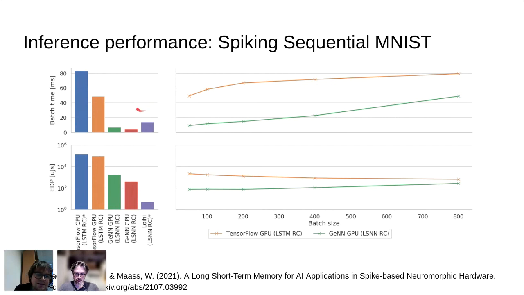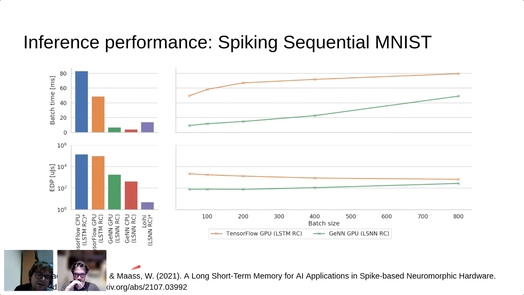In this paper, they also use this energy delay product. So basically you multiply the energy taken for your simulation by the latency. And here again, using GeNN and SNN, you have a lower energy delay product. So these are all with large batch size data sets.